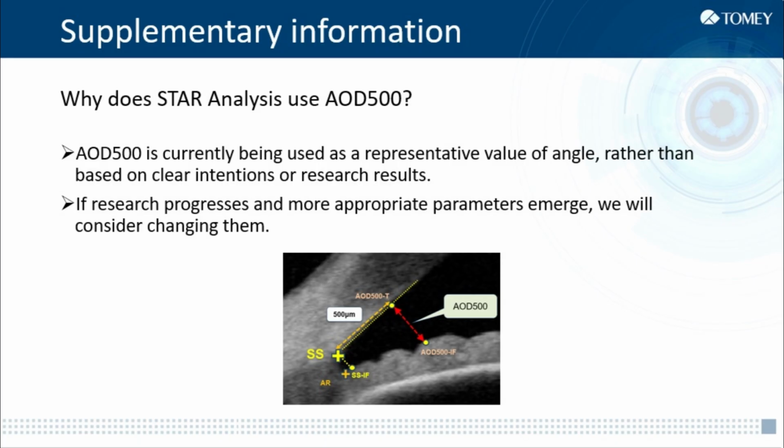Also, as to why STAR analysis uses AOD 500, the current situation is that AOD 500 is used as a representative value for the angle parameter. Which means in the future, as research on glaucoma and angle using anterior segment OCT progresses, we will consider changing to more appropriate parameters if they become available.